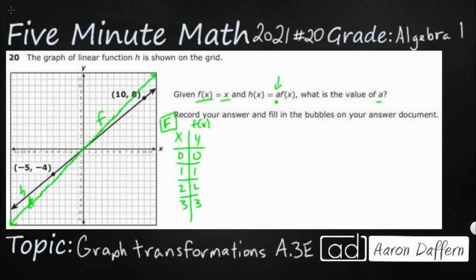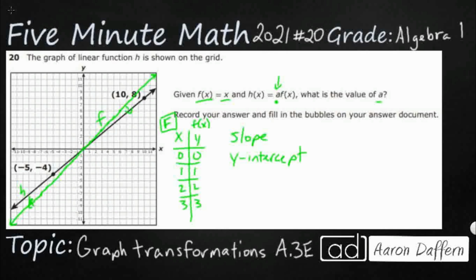Okay, so what happened from f to h? Well, the slope changed a little bit. It went down just a little bit. So two things when we're dealing with linear functions here, right? Two things could change. It could be the slope. It also could be the y-intercept.